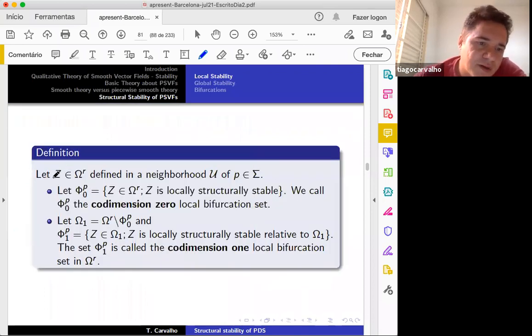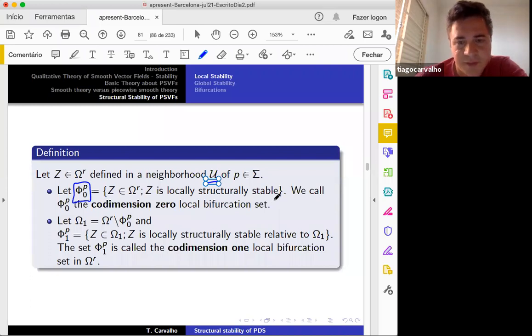For example, if we have a vector field defined in a neighborhood U of P, we will consider some sets. The first one is the set of vector fields that are locally structurally stable. All structurally stable vector fields we put in this set, and this will be called the codimension zero local bifurcation set.